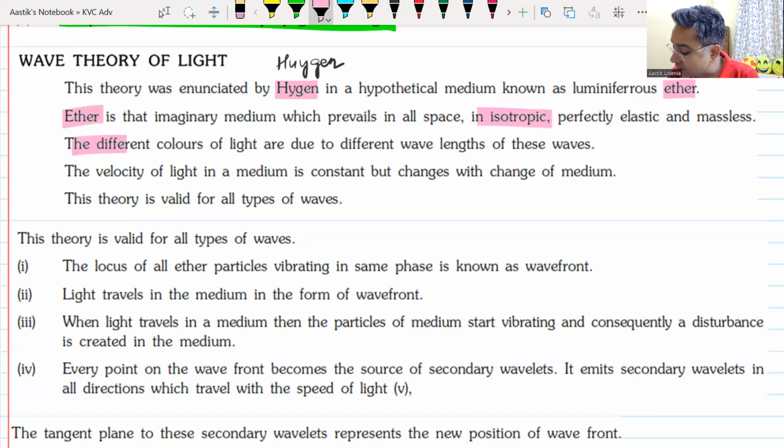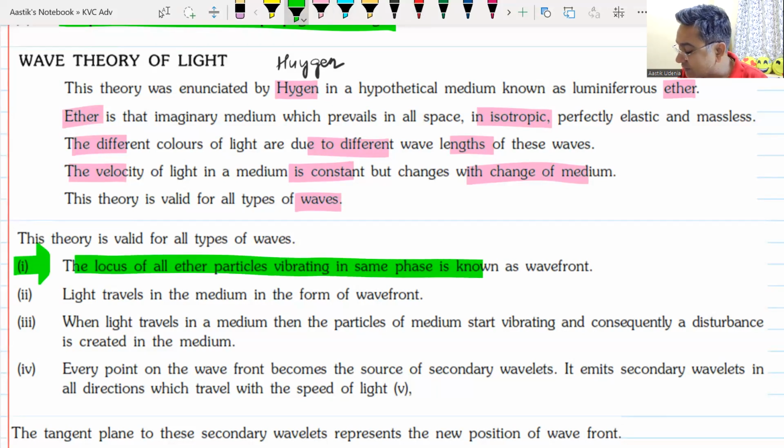The different colors of light are due to different wavelengths. The velocity of light in any medium is constant, but in a different medium it is different. It is valid for all types of waves. Remember. And what are the main points that he gave? The first point that he gave was the locus of all points vibrating in the same phase is known as a wavefront. We have already seen that. Yes or no? Yes, sir.